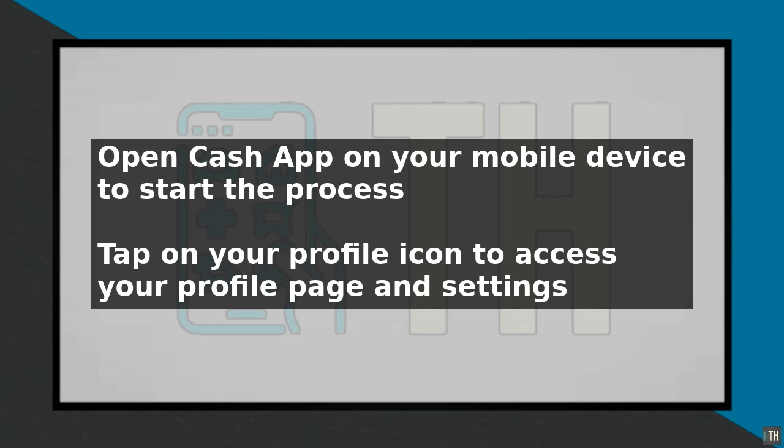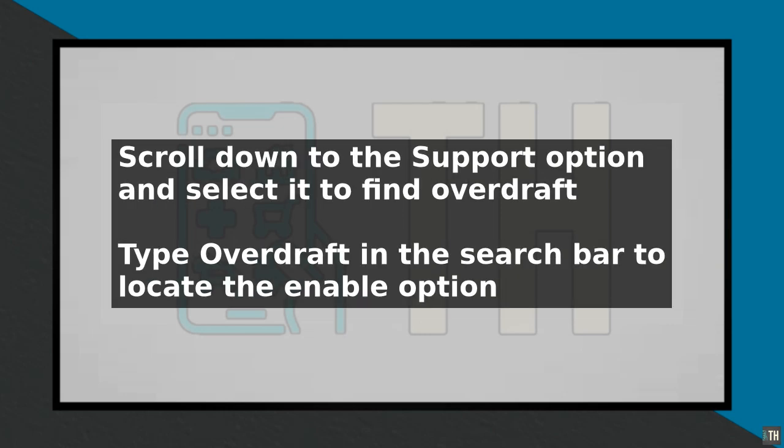Next, scroll down to the bottom of the page and select the support option. This will open a new page with a list of frequently asked questions and other support topics. From here, type overdraft in the search bar to find the overdraft option. After searching for overdraft, select the Enable Overdraft option from the search results.